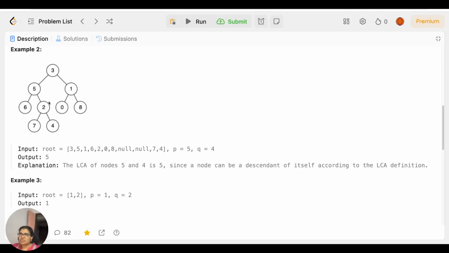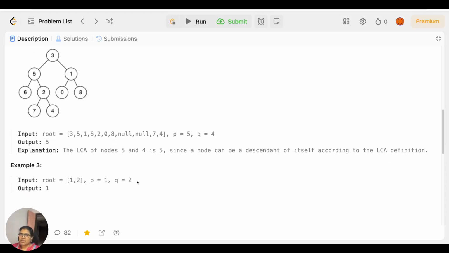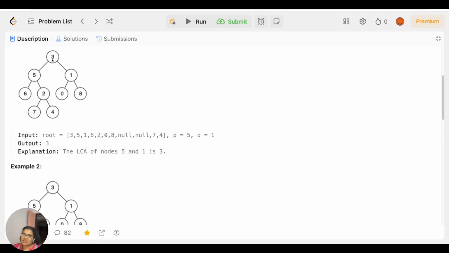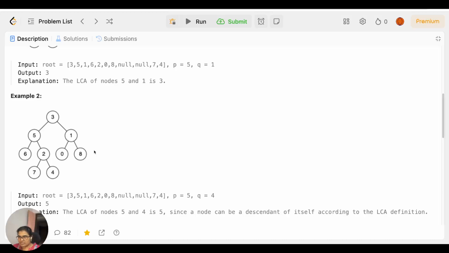Now, if you look at this tree with 5 and 4, the common parent for both of them is 5 itself. Okay. So if 1 and 2, here again it is a tree with two nodes and we are looking for both of them. One of them is in the path of the other, so that will be the answer. So basically we have to find the nearest parent of both the nodes. It can be a case where the parent is one of the nodes itself too.